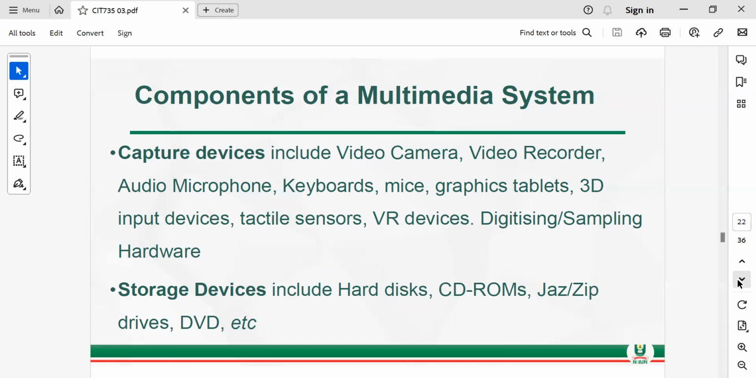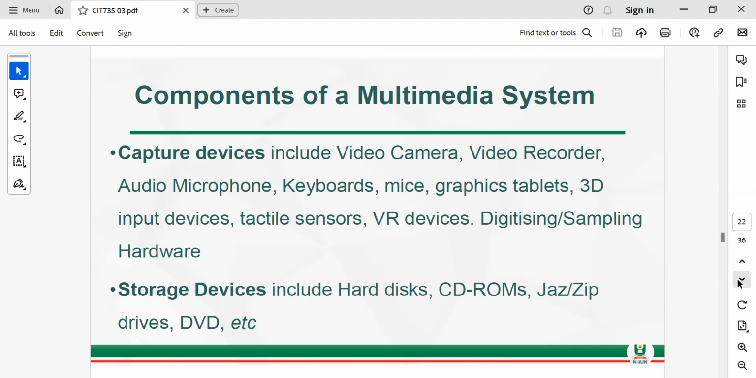Components of a multimedia system. We have capture devices, which include video camera, video recorder, audio microphone, keyboard, mice, which is mouse, graphic tablet, 3D input devices, tactile sensors, video recording devices, digitizing sampling hardware. All these are combinations. You could have them all together. Sometimes a video camera may have all these things embedded inside it with a keyboard and mouse used to navigate around it. Most of our modern systems have some of these capture devices embedded inside them.